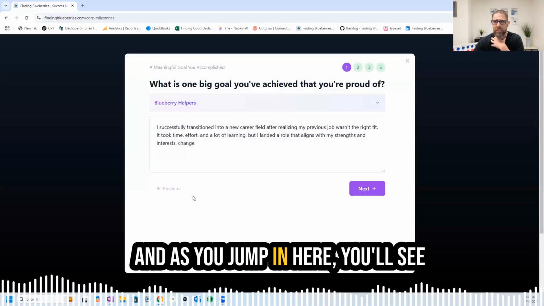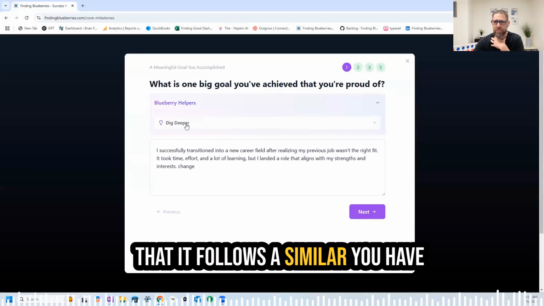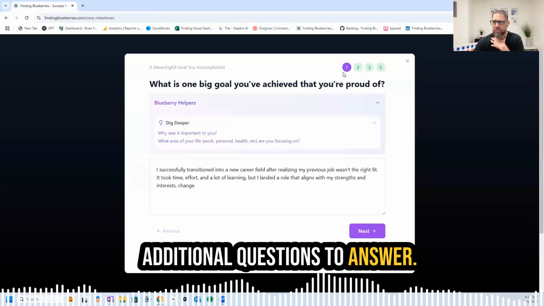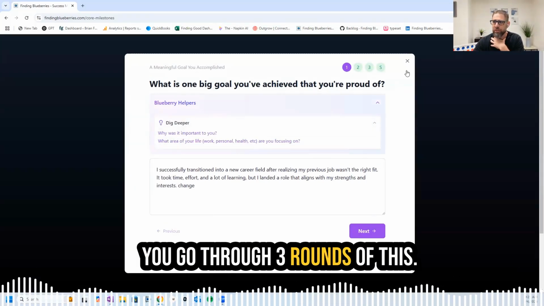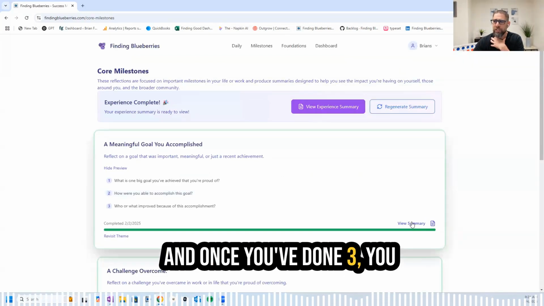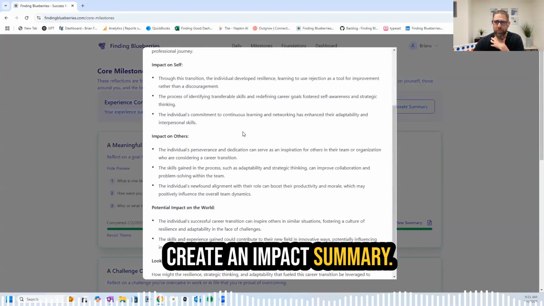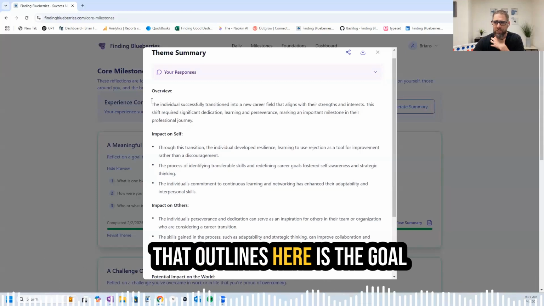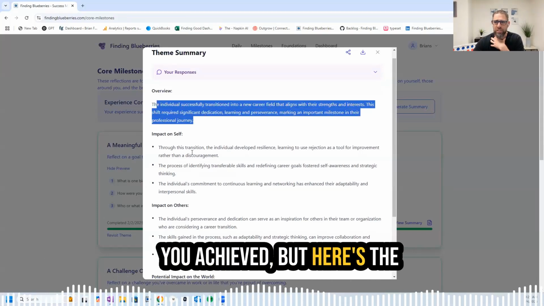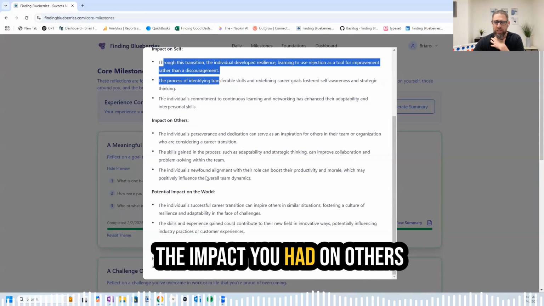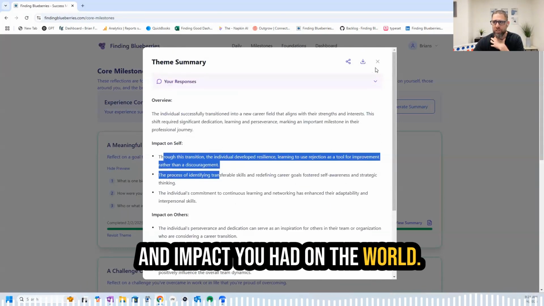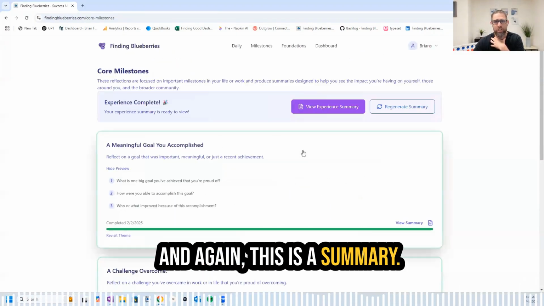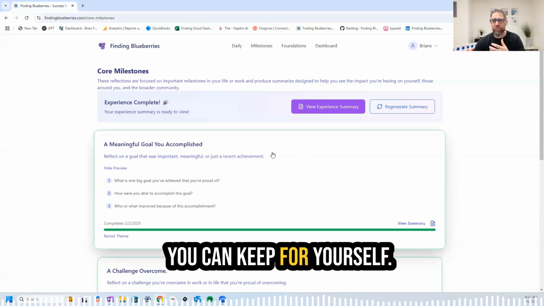And as you jump in here, you'll see that it follows a similar pattern, with additional questions to answer. You go through 3 rounds of this. And once you've done 3, you create an impact summary that outlines, here is the goal you achieved, but here's the impact you had on yourself, the impact you had on others, and the impact you had on the world. And again, this is a summary you can share with others, or keep for yourself.